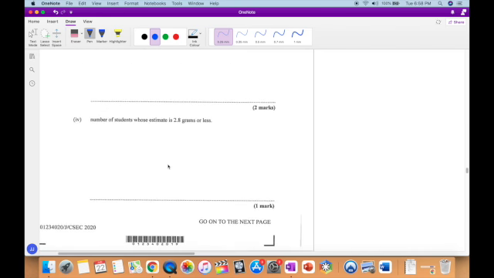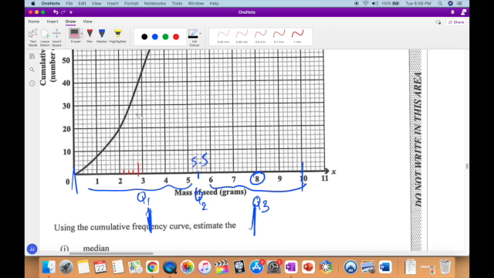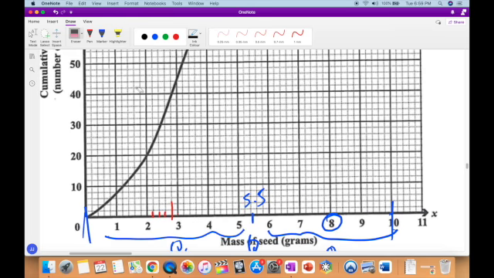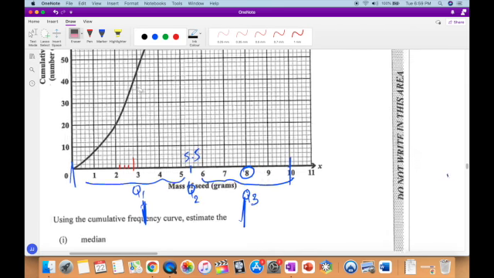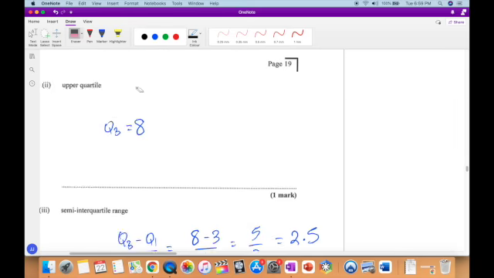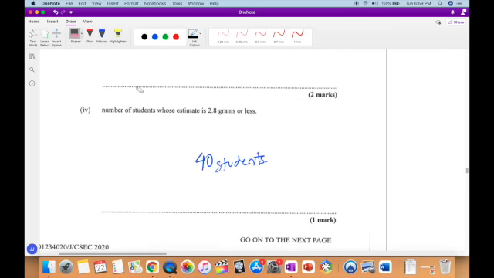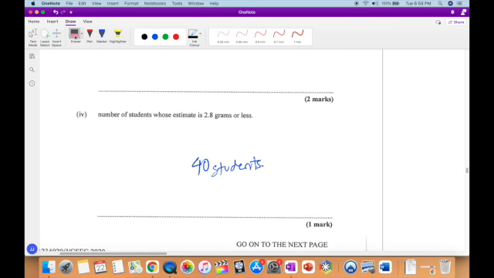The number of students whose estimate is 2.8 grams or less. Wow, that's really crazy. Yeah, I have to zoom in a lot. Okay, I'll accept 38. It definitely looks like 40 there at a glance. Sorry, guys. You see, those are the mistakes you make when you're rushing and trying to do it in under 2 hours. So take all your time. So yes, 38. Good job.